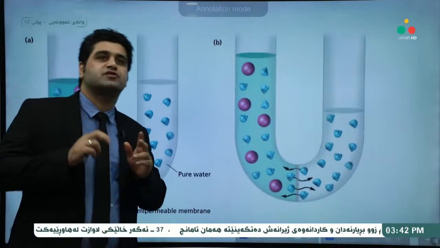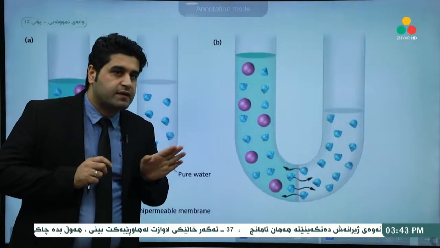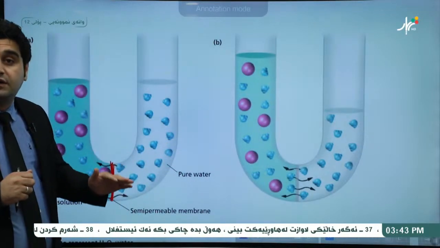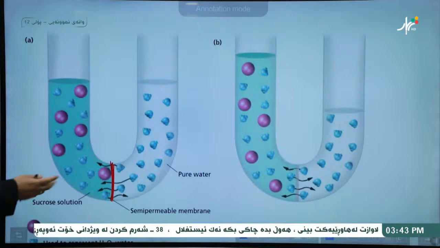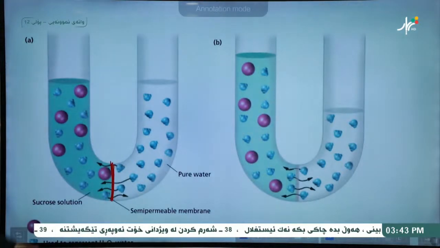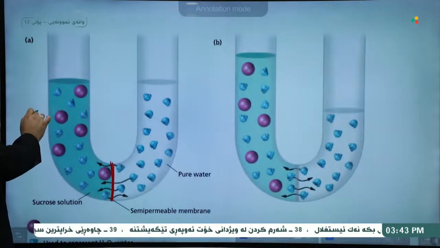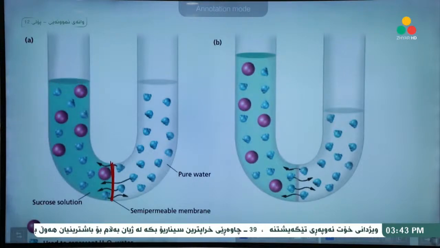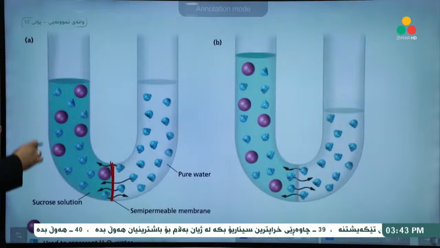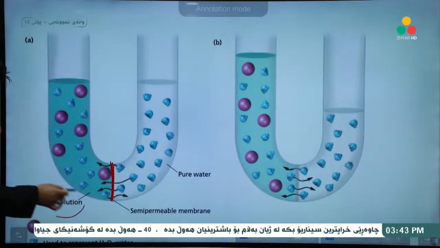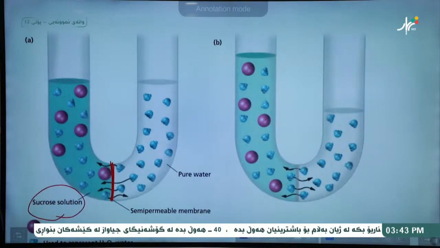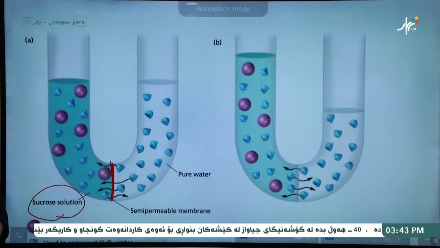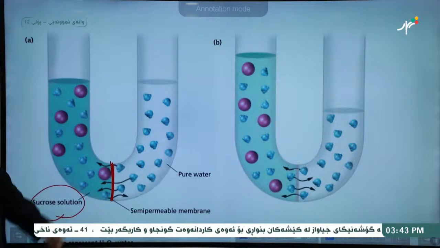It means we have two types of particles. One of them can pass through this membrane, but the second one cannot. So it's more or less like a filter. In the left side, it doesn't matter which side, we will put a sucrose solution, a non-electrolyte solution. And in the right side, we have pure water.